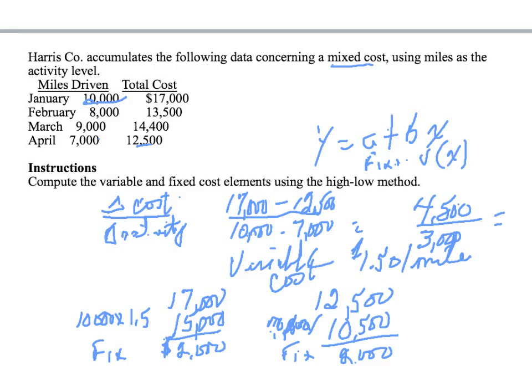And so for this one, the fixed cost would be 2,000, so y would equal 2,000, we can predict the activity, plus 1.5 times x. Sorry about that, it would be x. So if I wanted to figure out what it would be at 11,000, it would be 2,000 plus 1.5 times 11,000. So that's how we break a mixed cost out.